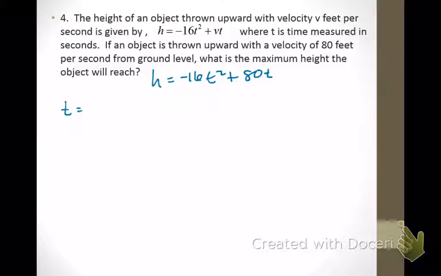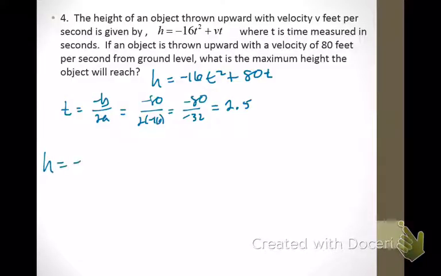Finding the t-coordinate of the vertex by using opposite b over 2a, which is going to be negative 80 over 2 times negative 16, which is negative 32. Right? So 80 divided by 32 means that after 2.5 seconds, the object has reached its maximum height. What is that maximum height? Well, plug it into the function and we'll be able to tell.